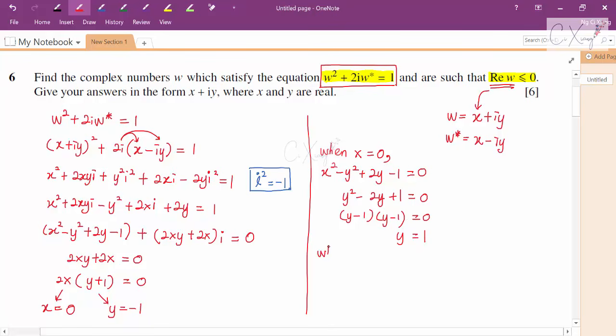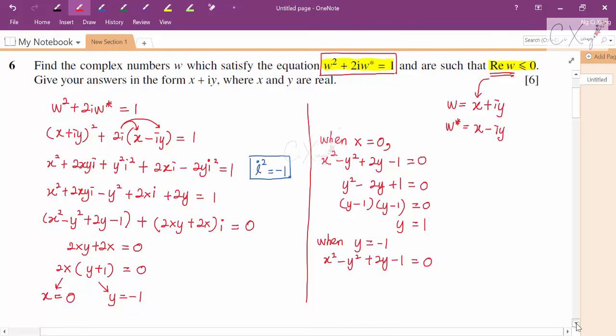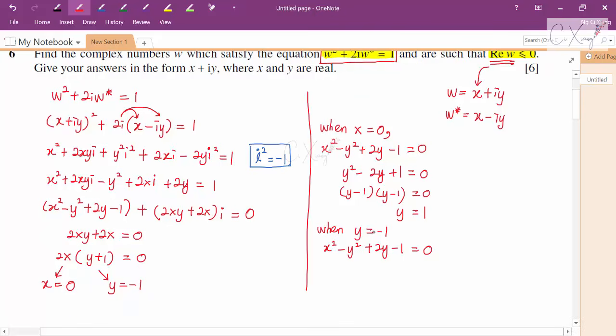Our second set of answer will be when y equals -1. What is the value of x? I'm still using the same result here: x squared minus y squared plus 2y minus 1 equals 0. From here, substitute y equals -1 into the equation. Eventually, I will get x squared equals 4, and my x equals plus minus 2.